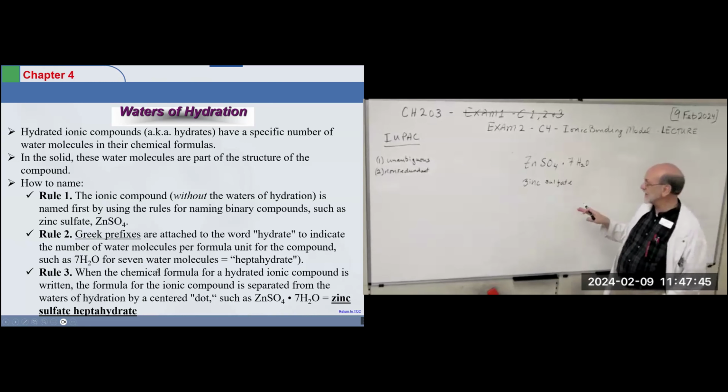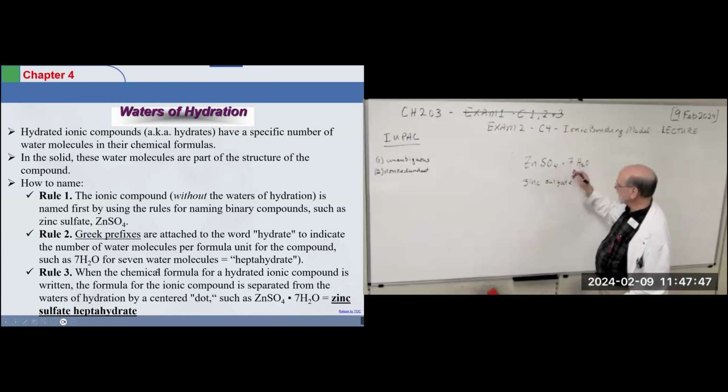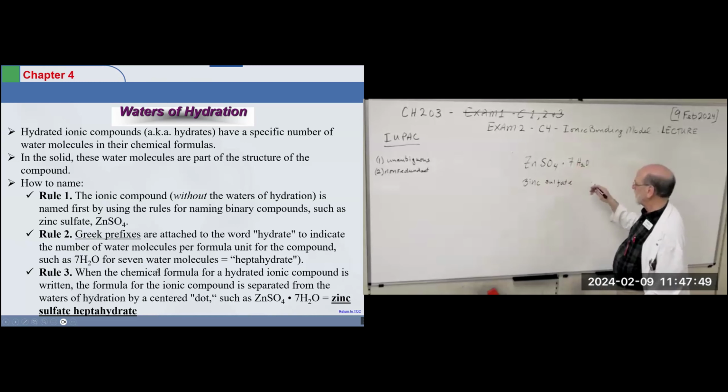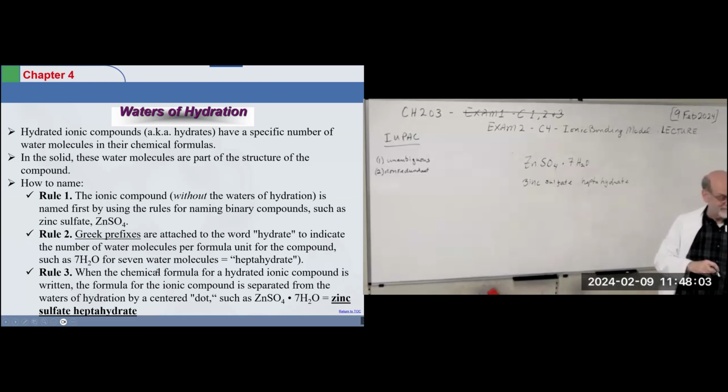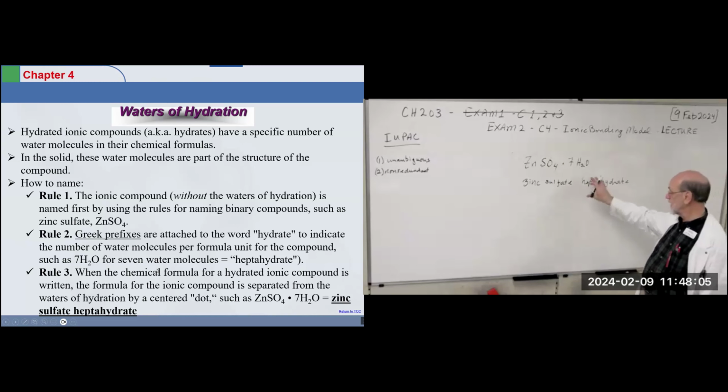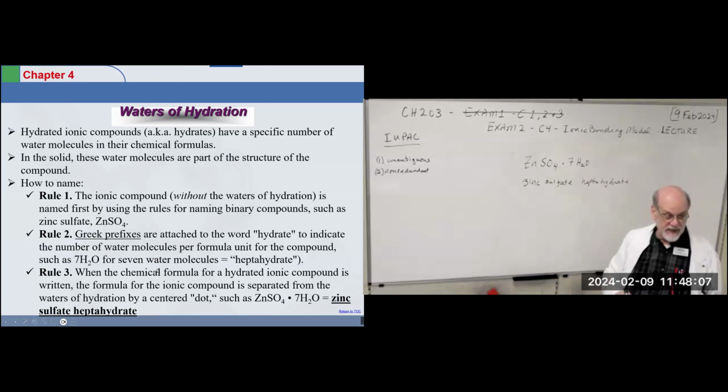And that's the way we write it. We put that dot in the middle of the line. These are waters of hydration. And then we add them to the name as hepta for 7, hydrate. Okay? That's all you have to do. Just add them with the prefix to say how many there are.